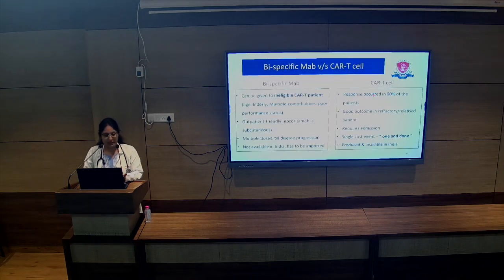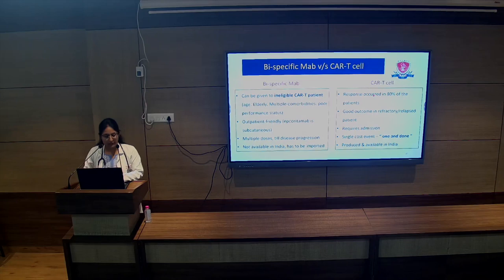This was the comparison between both the therapies. The major points were that bispecific monoclonal antibodies are not available in India, so they had to be imported. CAR T is very well available in India. Bispecific antibodies are given in multiple doses till disease progression, whereas CAR T is one and done.